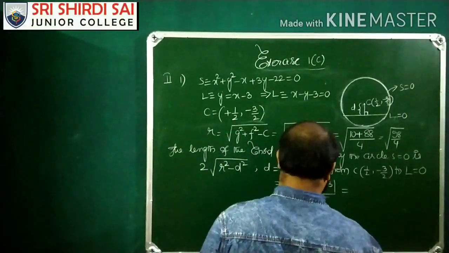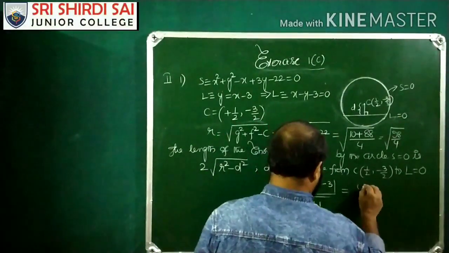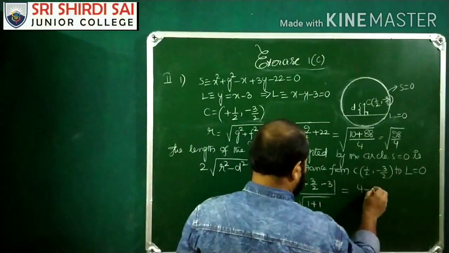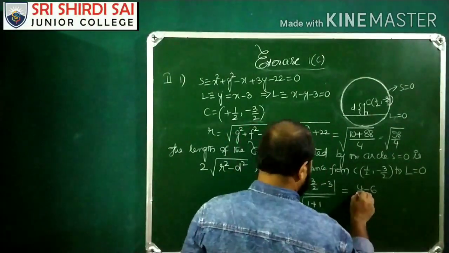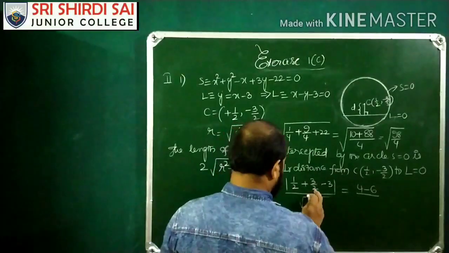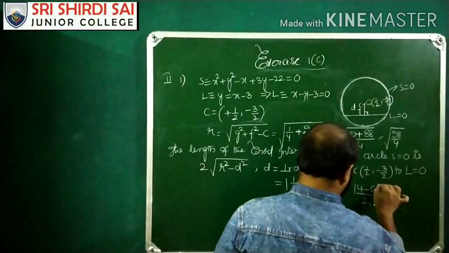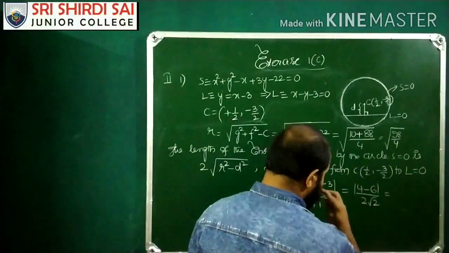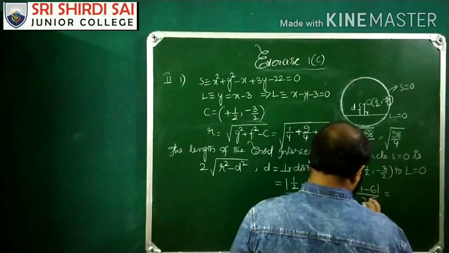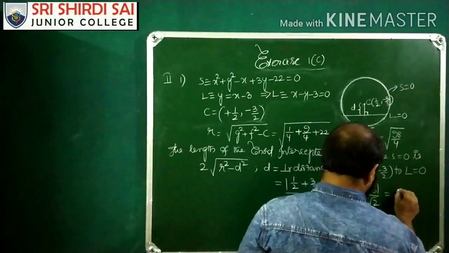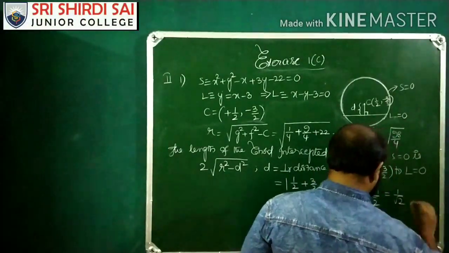So that is equals to 1 plus 3 is 4 minus 2 3s are 6 by 2 root 2. So this is modulus. So 4 minus 6 is 2. 2 by 2 gets cancelled. So 1 by root 2.